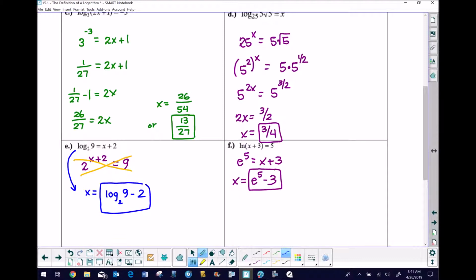I know that there's quite a bit more to talk about with our journey into the world of logarithms. I have a video that covers section 15.2 that goes into the properties of logarithms, which will allow students to expand their knowledge on the topic.